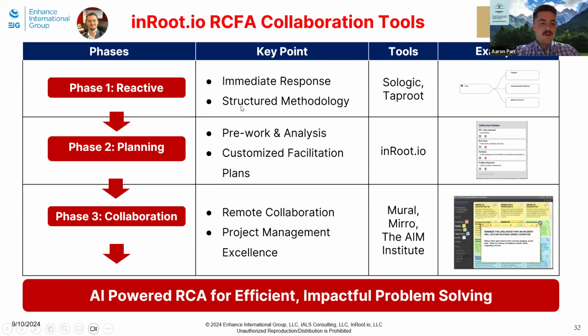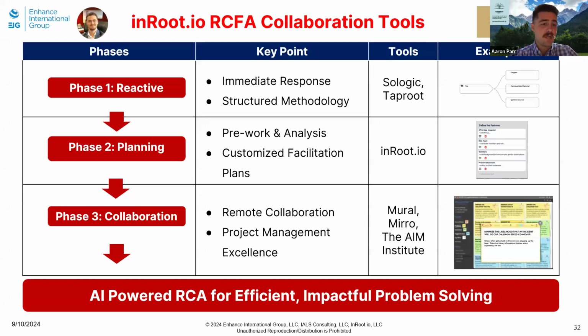So I think the best way to think about modernizing your RCA approach and solving some of those issues we talked about 2 slides ago, with the lack of subject matter experts, is really these 3 separate phases: reactive, planning, and collaboration. Your reactive approach is that first initial hit, that containment. There needs to be an immediate response to contain the issue, and a structured methodology that's easy to use. I've seen tools like Logic and Taproot help accomplish that. They allow you to conduct that first part of the RCA quickly, and they automatically document it, so that information isn't lost.